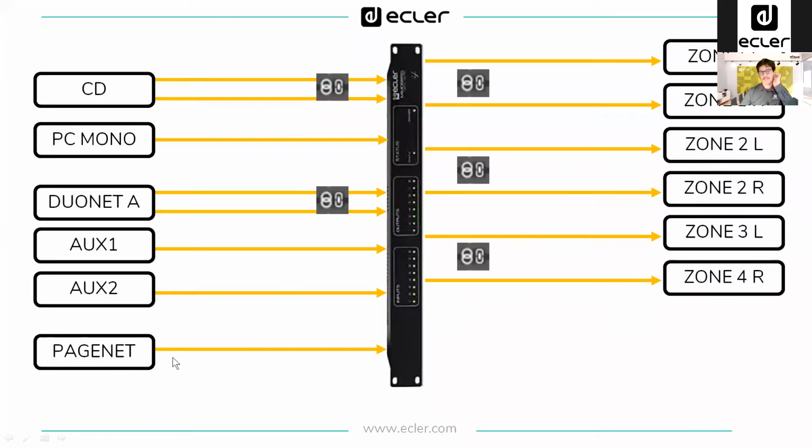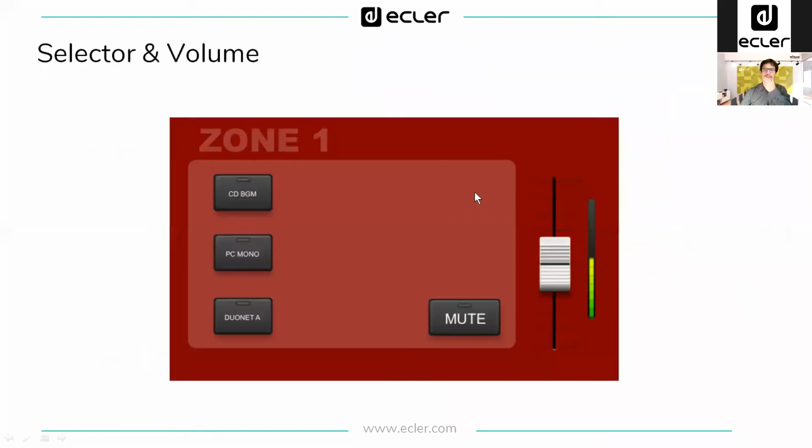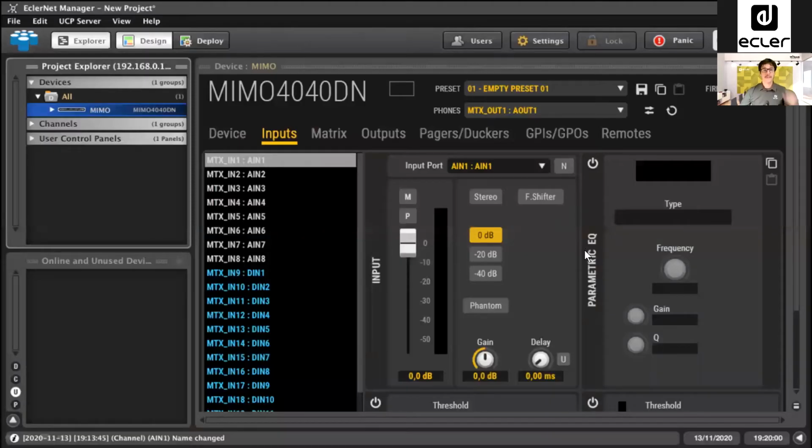And we have a page net as well, okay? So we want to do a UCP like this one, which would be a selector and a volume. How to do it? It's almost the same in MIMO 4040 as in other MIMOs, only as we have seen, the layout is different, and the options that exist in MIMO 4040, which are not in other MIMOs, are not being used in this example, so you can do it with any matrix.